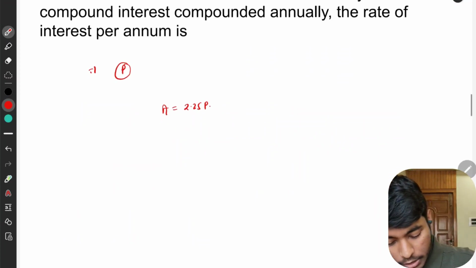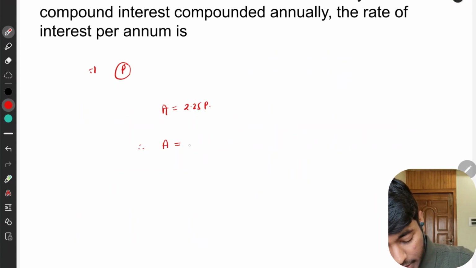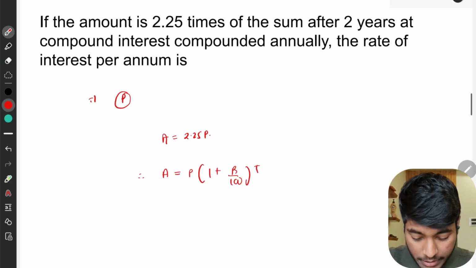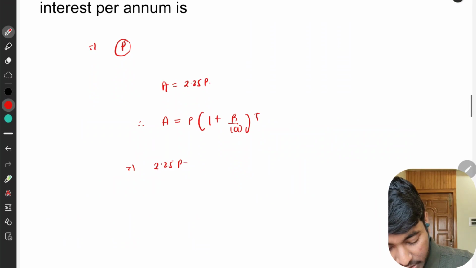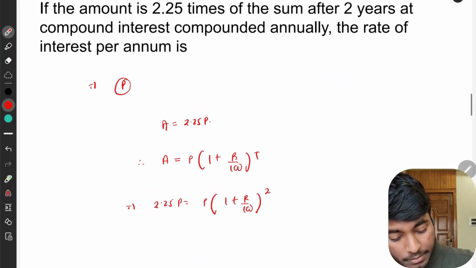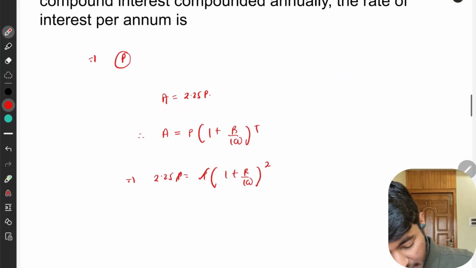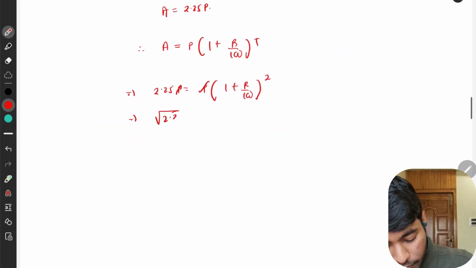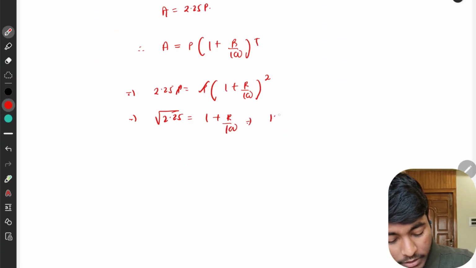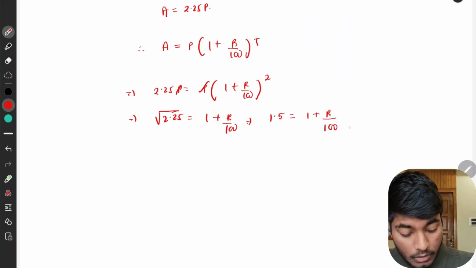2.25 times of P. Therefore I can say in case of compound interest, A is equal to P times (1 plus R by 100) to the power of T. So the amount 2.25 P is equal to P times (1 plus R by 100) to the power of what is the time given? The time is given as 2 years. P will get cancelled. This square will go to the other side and it will become under root. So under root of 2.25 is equal to 1 plus R by 100. What is under root 2.25? It's 1.5.